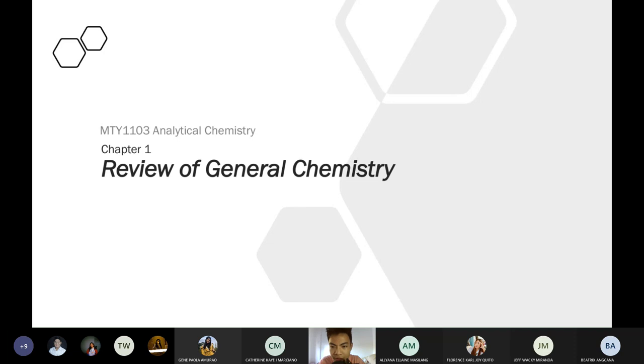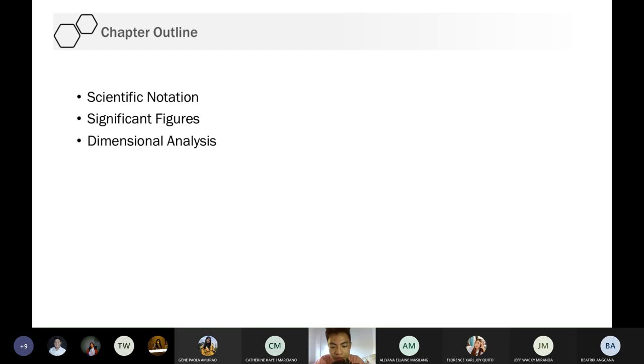Okay, so let's start our review of Gen Chem. Our focus for this chapter are the following. So we are going to review how to deal with scientific notations, including the operations that are needed to be carried out when dealing with scientific notations. Next one is the significant figures. So how do we know how many significant figures are there in your measurement, and how to deal with operations involving significant figure rules? And then lastly, we will have dimension analysis.